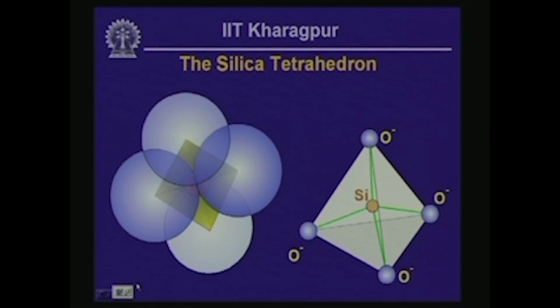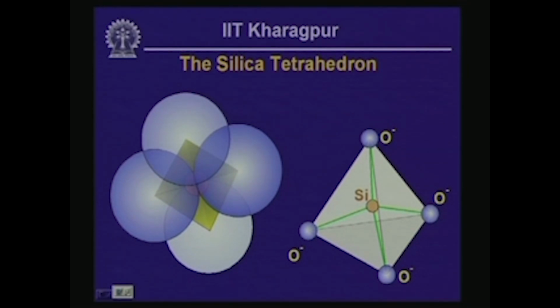So, it is logical then to consider what kind of chemical structure we are going to get for silicate minerals. Now, in order to do that, we are going to look at the building block of the silicate minerals. And the basic building block of silicate minerals is a silica tetrahedron.